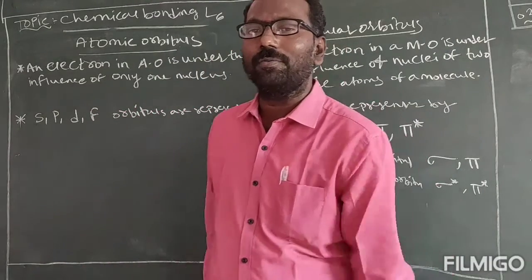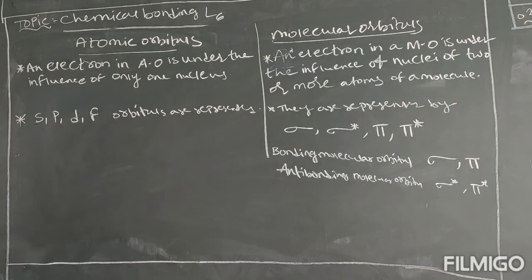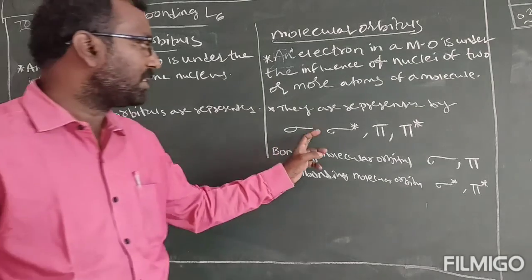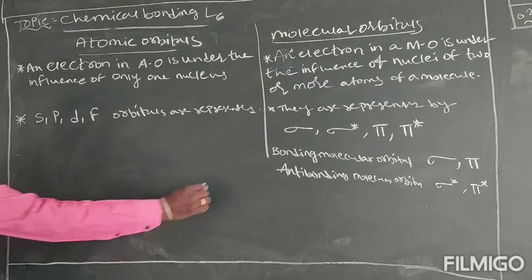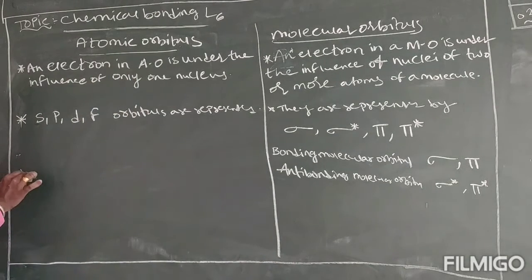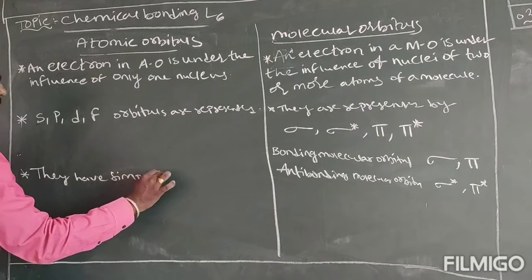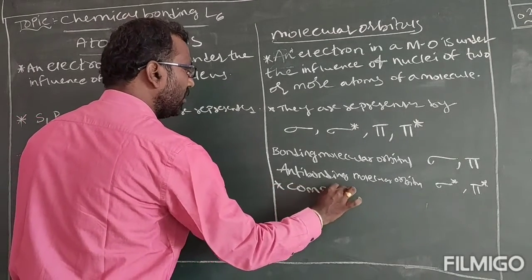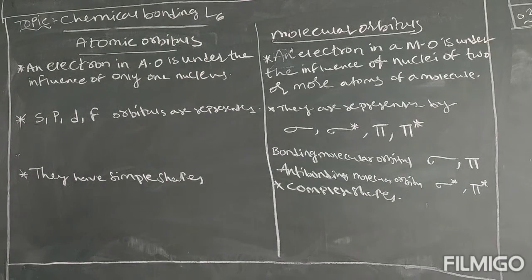First, I want to give you the major differences between atomic orbitals and molecular orbitals. In atomic orbitals you will see only s, p, d, f orbitals, but here you will see sigma, sigma star, pi and pi star bondings. Atomic orbitals have very simple shapes, but molecular orbitals have complex shapes.